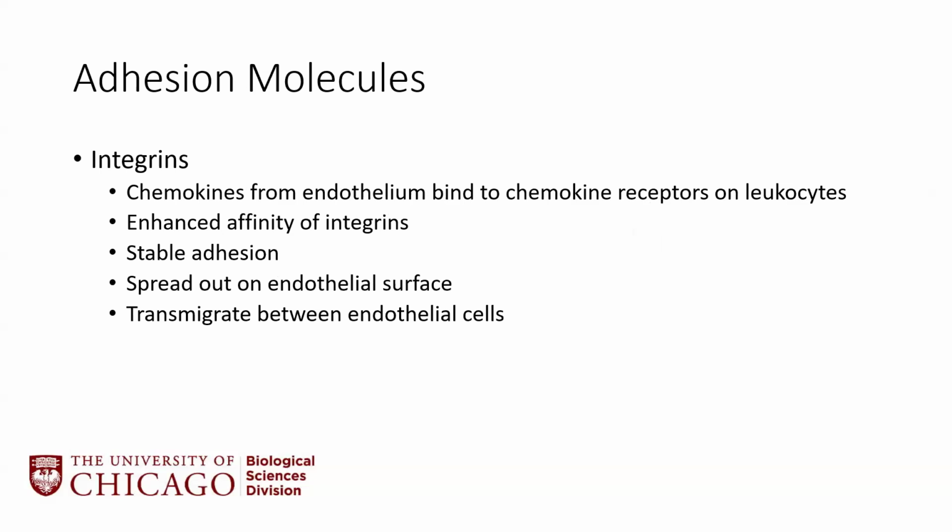And then the integrin, so chemokines from the endothelium bind to the chemokine receptors on the leukocytes. It causes enhanced affinity for the integrins, and then you get this stable adhesion. This is not just one point of contact for a cell and endothelium, it's many. So it will cause the cell to actually kind of flatten and spread out along the endothelial surface, and then it allows it to transmigrate between 2 endothelial cells.